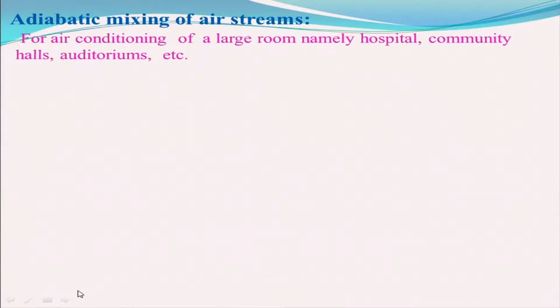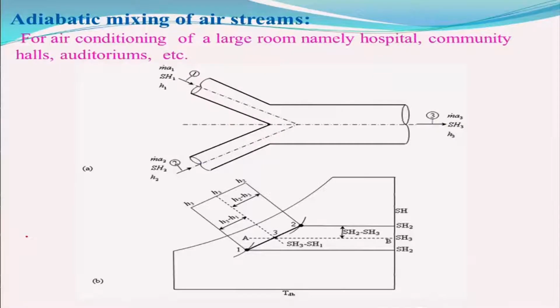So we will be looking at the adiabatic mixing of air streams. This is particularly used for large rooms like hospitals, auditoriums, lecture halls and community halls, where you need to mix the air so that people can have a comfortable zone. So let us look at a typical case.